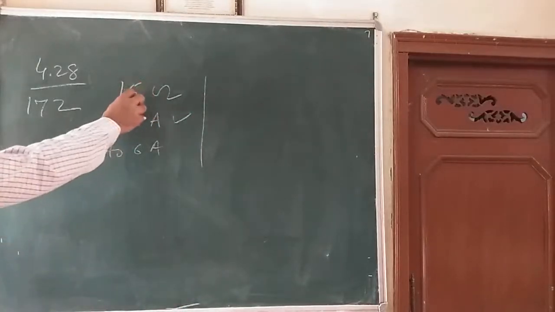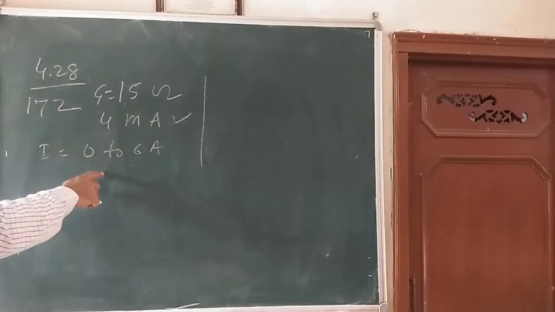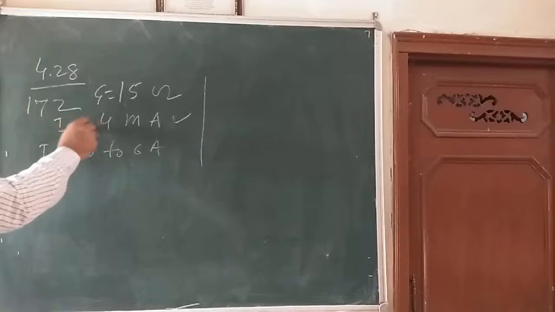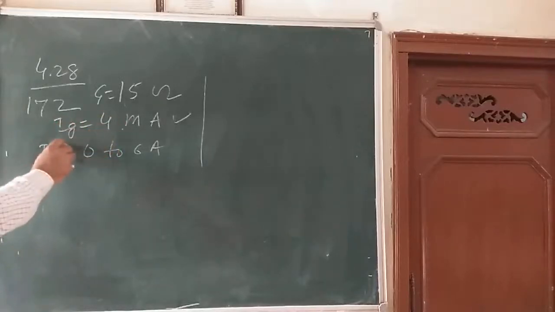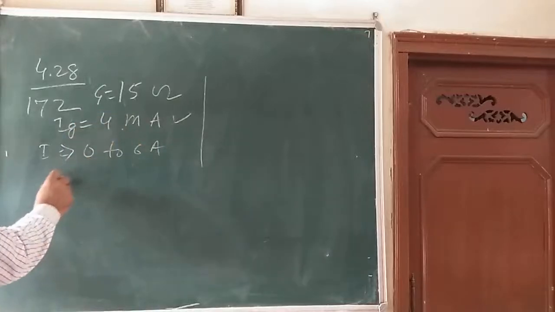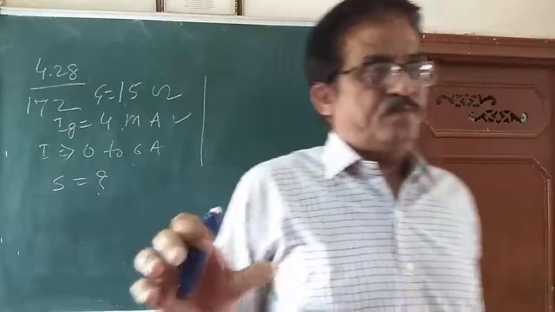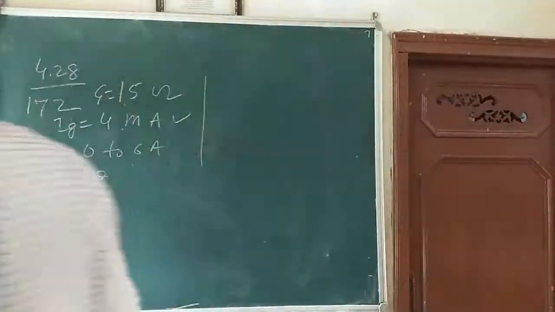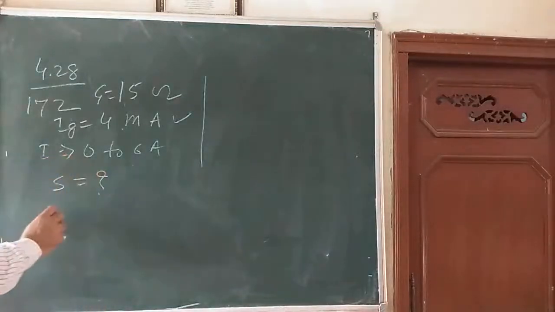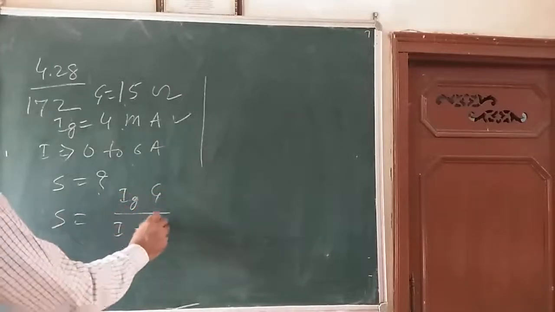Here, what are the things given? The galvanometer resistance 15 ohm, current 6 ampere. Sorry, this is the range given, and galvanometer current given is 4 milliampere, that is 4 into 10 to the power minus 3 ampere. I want to convert galvanometer into an ammeter, so a very small resistance S, called shunt resistance, is required here. The value of shunt resistance we can find out with the help of our formula: S is equal to Ig into G divided by I minus Ig.